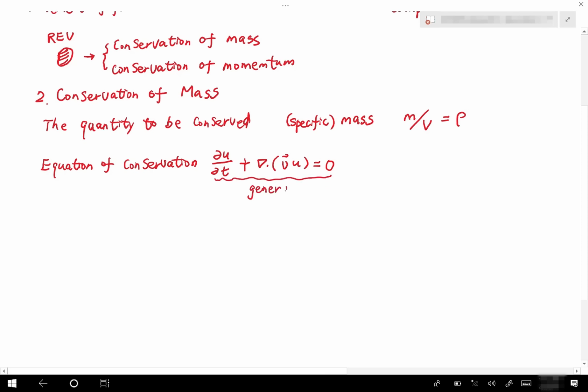So we want to derive the equation specific to water movement. Then we just need to replace the U with the quantity to be conserved. What is the quantity to be conserved again for mass conservation? Density, right? So just replace U with rho: partial rho, partial T, plus the divergence of V rho equals 0. This is specific.